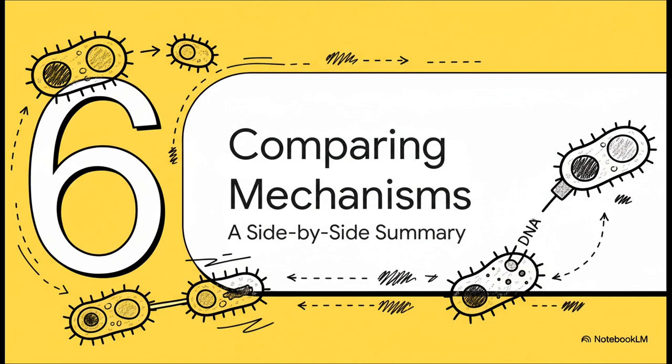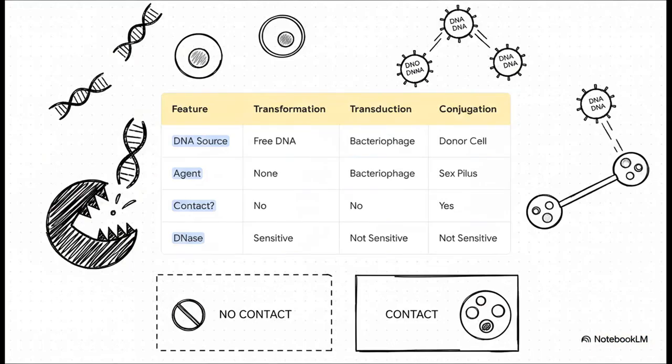Okay, we have covered a lot of complex ground. So for our final section, let's pull everything together and consolidate what we've learned with a direct, side-by-side comparison of the three mechanisms. This should really help clarify the key distinctions and make them stick. This table really sums it all up beautifully. Let's just walk through it.